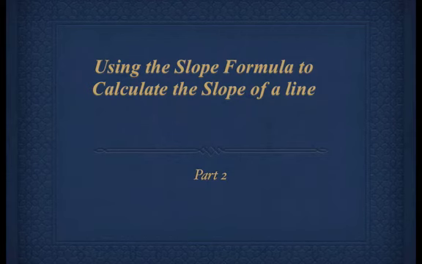This is the second lesson in using the slope formula to calculate the slope of a line. And in this case, we're just going to use the algebra and then verify our solution on a piece of graph paper. And so what we're going to do here is you're asked to find the slope of the line between 2 points. So we're given (5, -7) and (-3, -9).